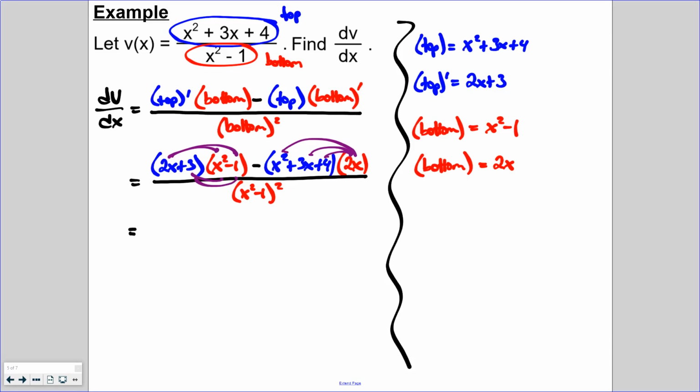Well, let's find out. That's going to give us 2x cubed minus 2x plus 3x squared minus 3, minus 2x cubed plus 2x cubed plus 6x squared plus 8x. And that's all going to be over x squared minus 1 squared.